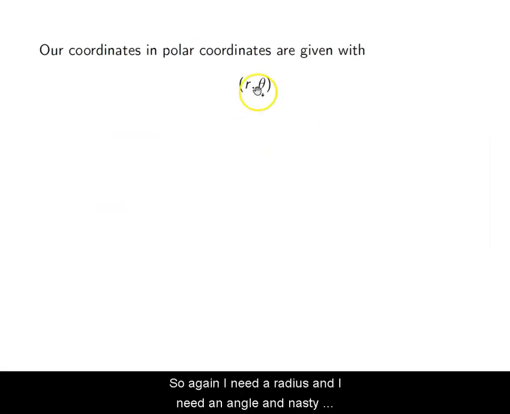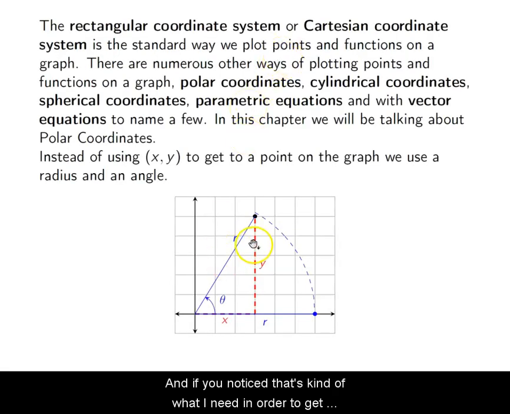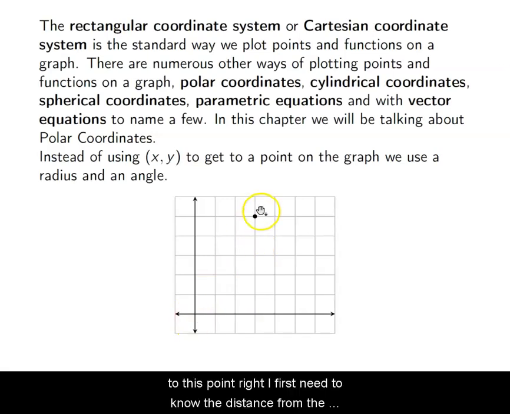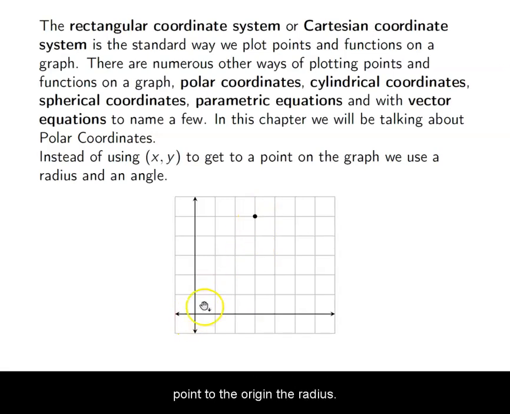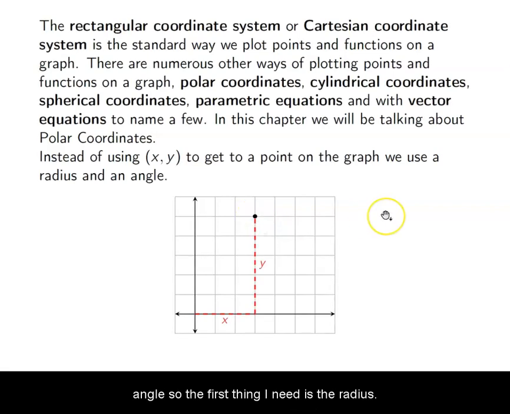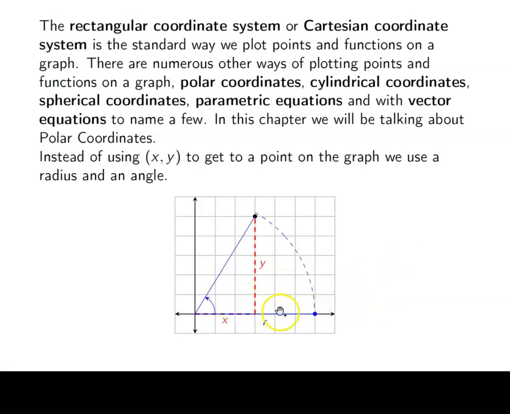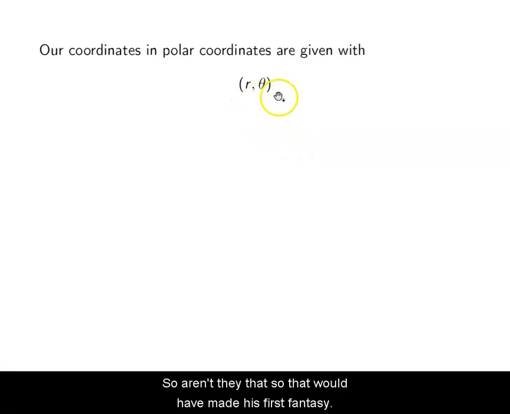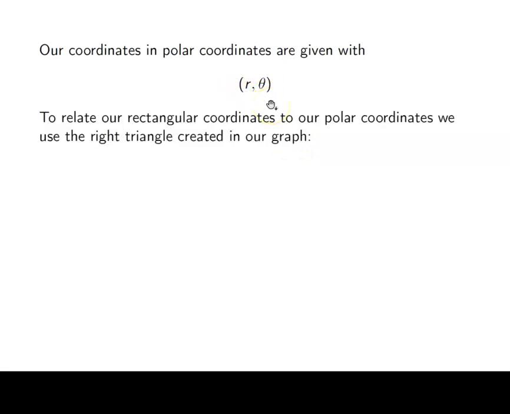Okay. So again, I need a radius and I need an angle, and that's the order that they come in. Radius first, angle second. And if you notice, that's kind of what I need in order to get to this point, right? I first need to know the distance from the point to the origin, the radius. And then once I move out that distance, then I sweep my angle. So first thing I need is the radius, r, and then I need the angle. Okay, so r and theta. So that order, radius first, theta second.